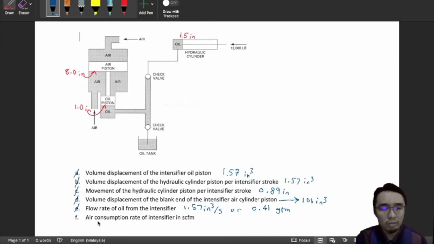In part F, we need to find the air consumption rate, which means how much air is taken from the atmosphere into the system. So there will be a compressor transferring the air from the atmosphere to our system. So how do we do that?